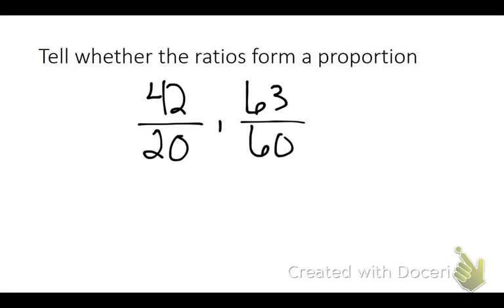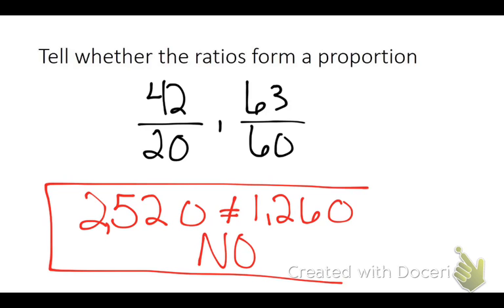I use cross products. I don't cross reduce, I use cross products, and when I multiply them, they don't come out to the same total. So no, they don't form a proportion. If they come out to the same number, then the answer would be yes.